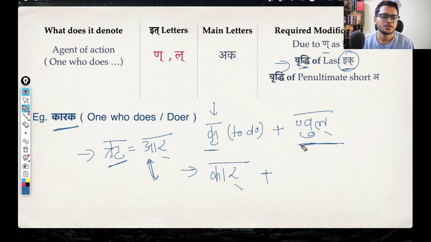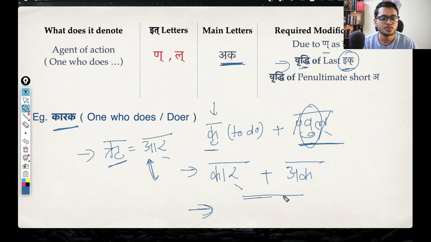And for this nuvul, we know this na and this la are it letters, so they are removed. And then we also know that this vu further modifies as aka. So for this nuvul pratyay, the main content is this aka. So kar plus aka, this is the equation. And since no further modifications or any sandhi is possible here, we just combine them. So kar plus aka, karaka, one who does, or the doer of the action.